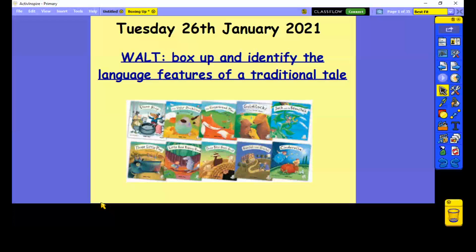And as I said, we are going to be looking at boxing up and identifying, so finding the language features of a traditional tale. And I've got some examples there of traditional tales, including Cinderella, Jack and the Beanstalk, Little Red Riding Hood, and the Three Little Pigs.